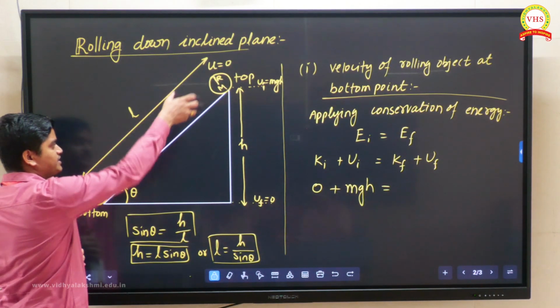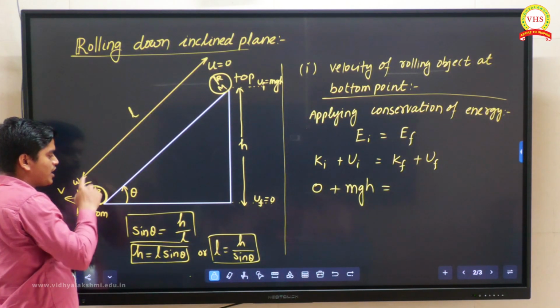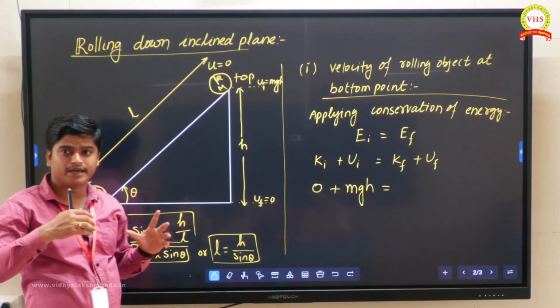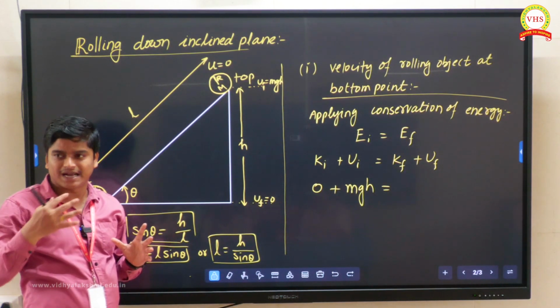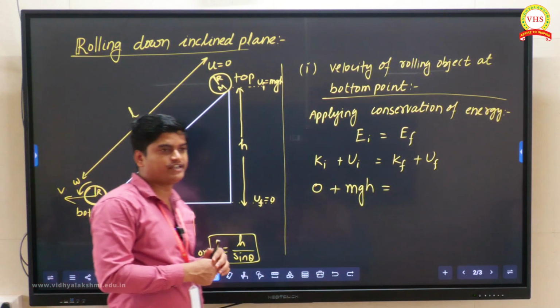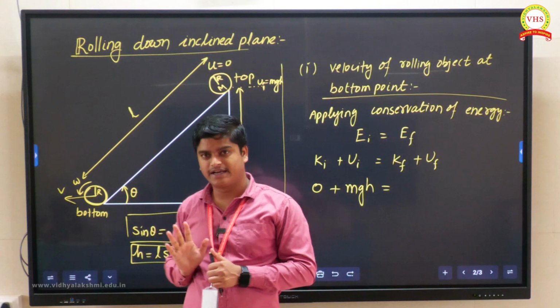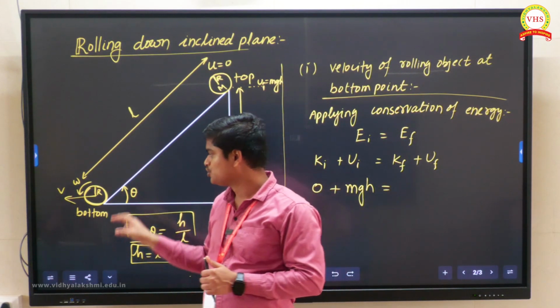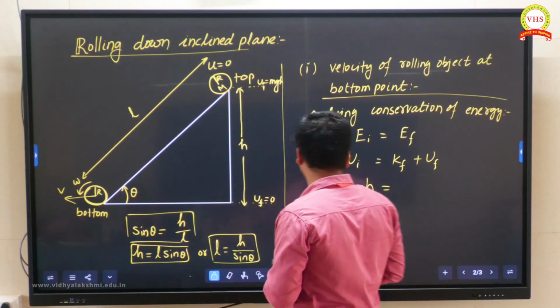It is translating along the distance L, and along with it is rotating and coming down. That is the rolling meaning. Rolling means both translation and rotation, so it will have both kinetic energies when it reaches the bottom: one rotational and one translational. So here I can use the rolling kinetic energy expression.